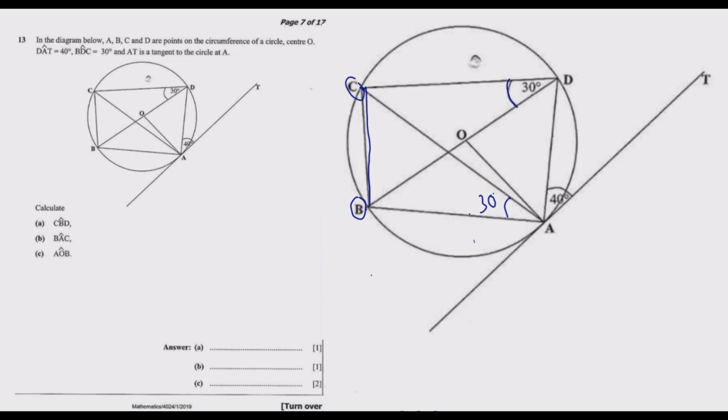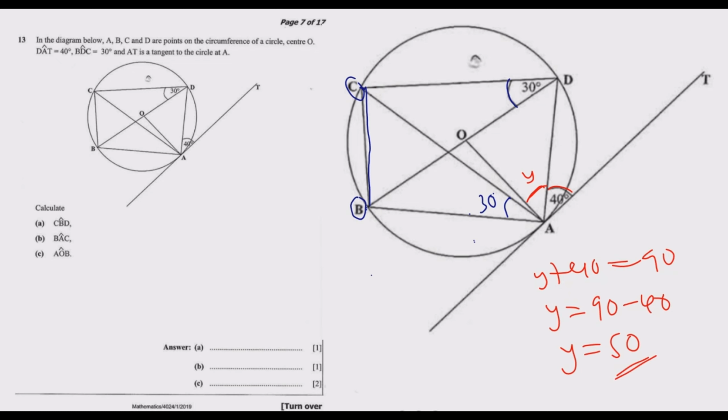The other thing that we need to know is that the tangent and the radius meet at 90 degrees, or they are perpendicular to each other. So this angle here, we'll call it y, plus 40 should give us 90 degrees. So y plus 40 is equal to 90 degrees. Basically y is equal to 90 degrees minus 40, which is y is equal to 50. So we have that to be 50.